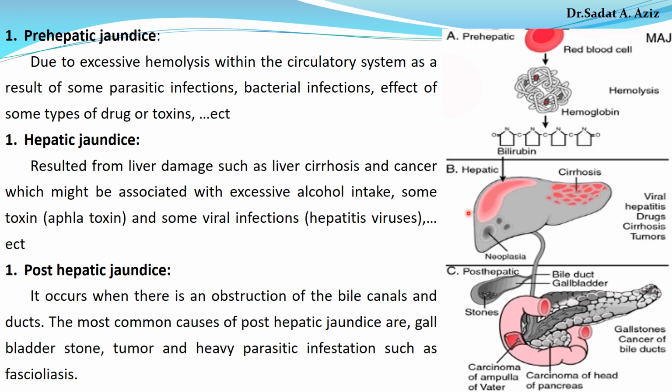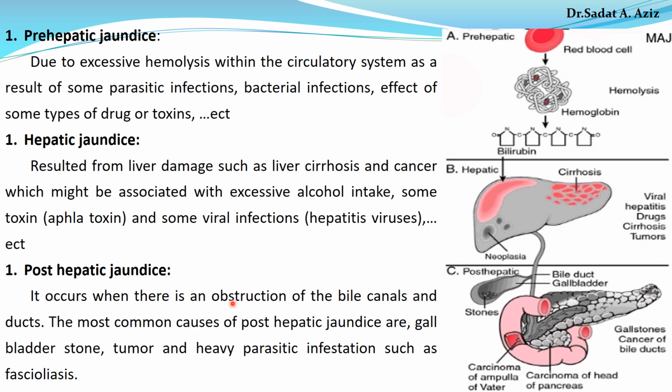Also, all of these factors might lead to what? Lead to damage or affect the function of the liver. When the liver is affected, the bilirubin cannot be excreted in a normal way. So this leads to what? Leads to the accumulation of bilirubin within the circulatory system, and then it might be deposited especially within the organs of the body, including the skin and the mucous membrane.